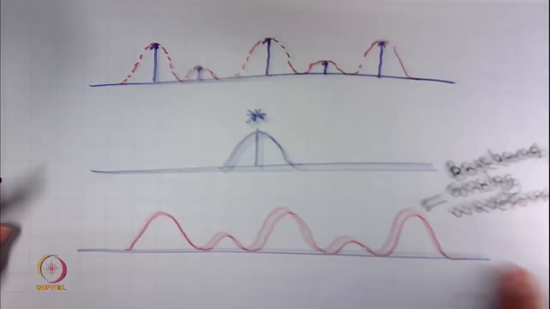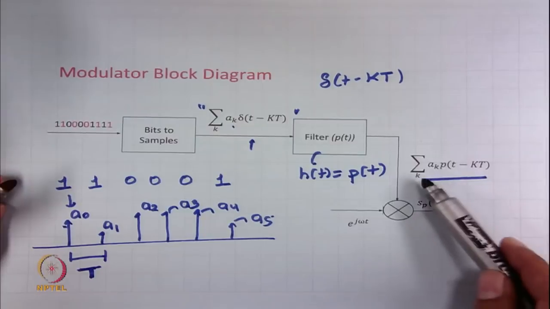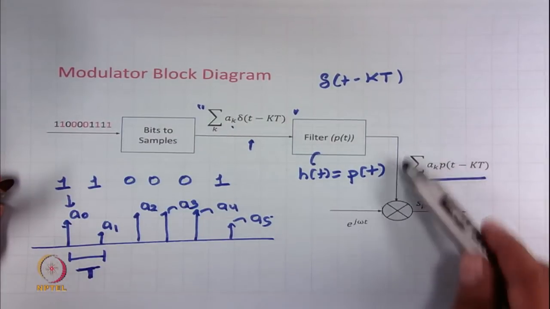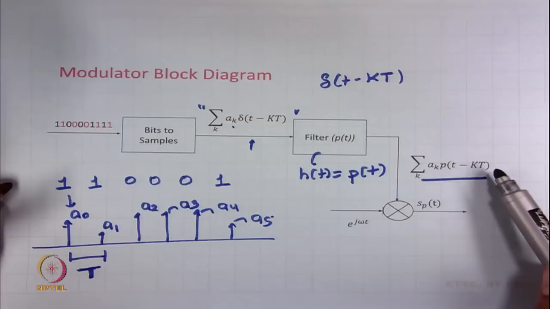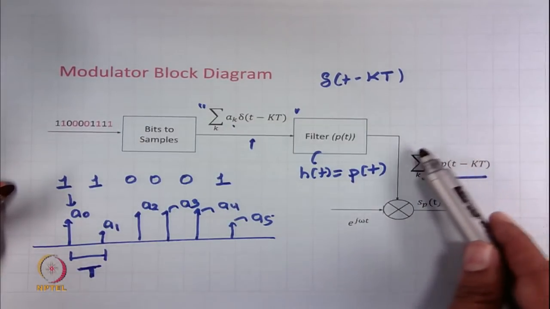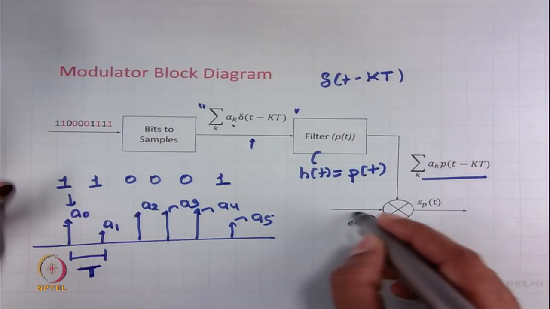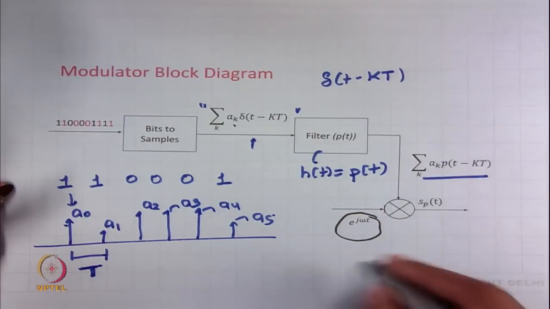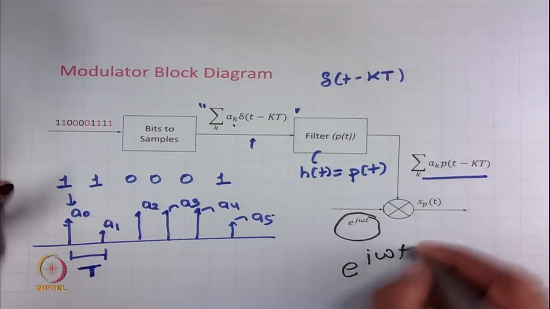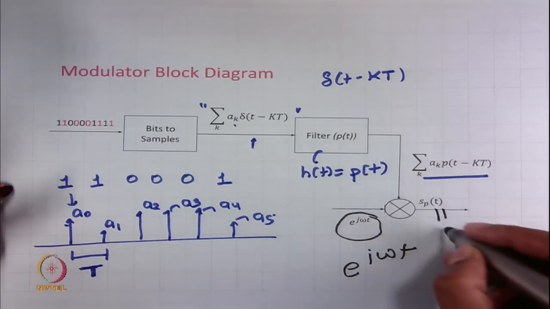So, let us go back to the picture that we are trying to understand. At this point I am having a weighted pulse train, and a weighted pulse train is nothing but a baseband analog waveform. Now, what we do to this weighted pulse train is we multiply this with the rotating complex exponential. E to the power j omega t is a rotating complex exponential. We multiply this with the rotating complex exponential, and what we get is a passband signal.